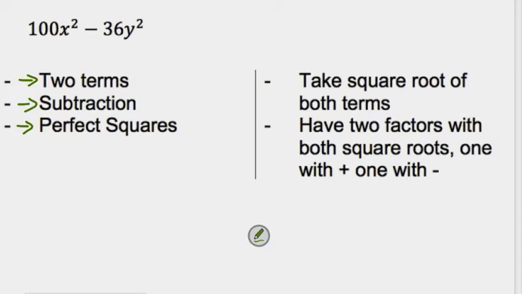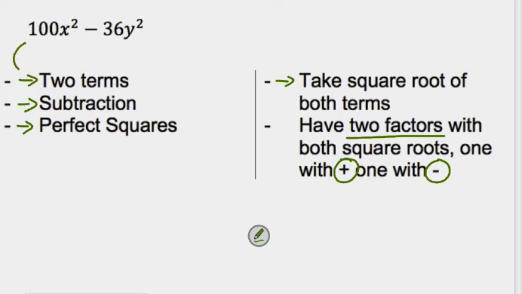This is one of our examples. We have 100, that's a perfect square. X squared, literally x squared, that's a perfect square. Minus, so we have subtraction. 36, that's a perfect square. And y squared. And what I do is I just take the square root of both terms. I'm going to have 2 factors, one with plus and one with minus.